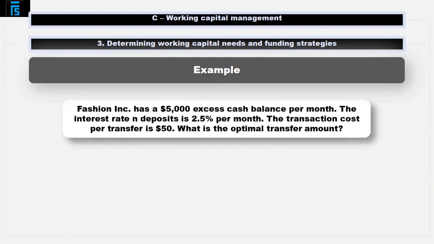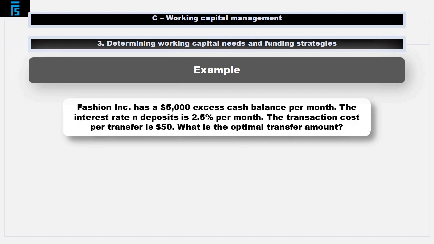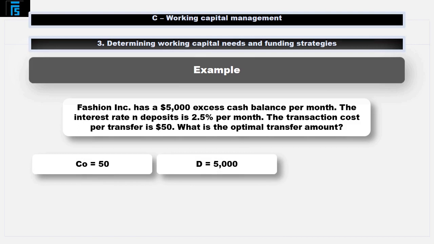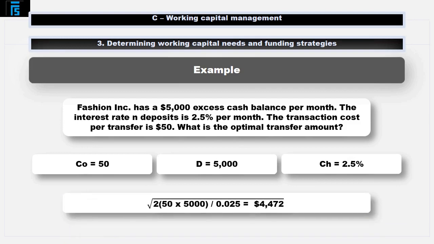So let's apply it. Fashion Incorporated has a $5,000 excess cash balance per month. The interest rate on deposits is 2.5%. The transaction cost per transaction is $50. What is the optimal transfer amount? So CO equals 50, D equals 5,000, and CH equals 2.5%. The square root of 2 multiplied by 50 multiplied by 5,000 divided by 2.5% equals $4,472.